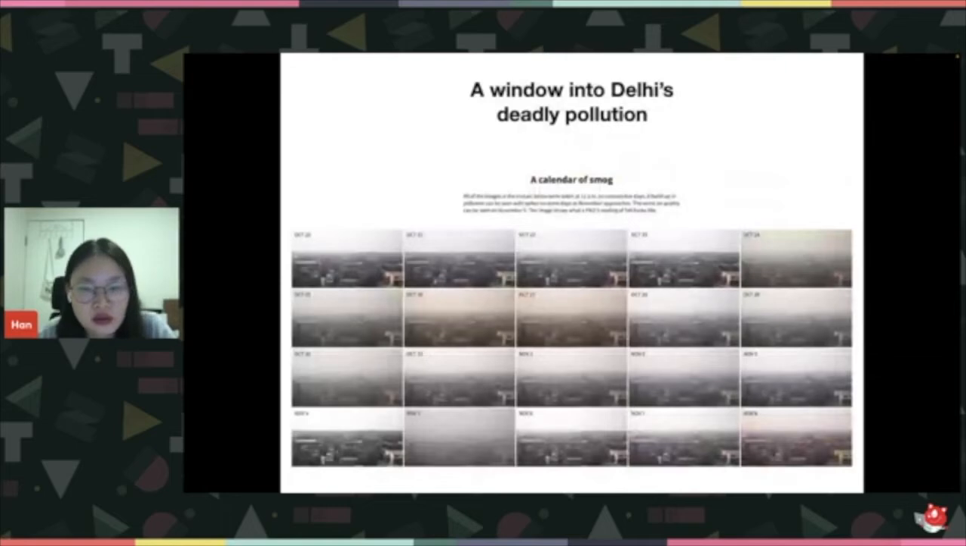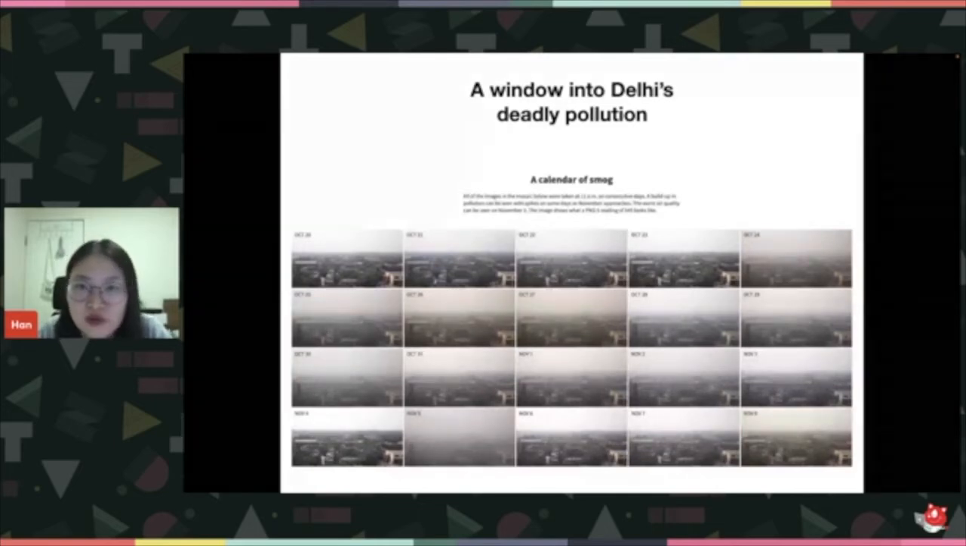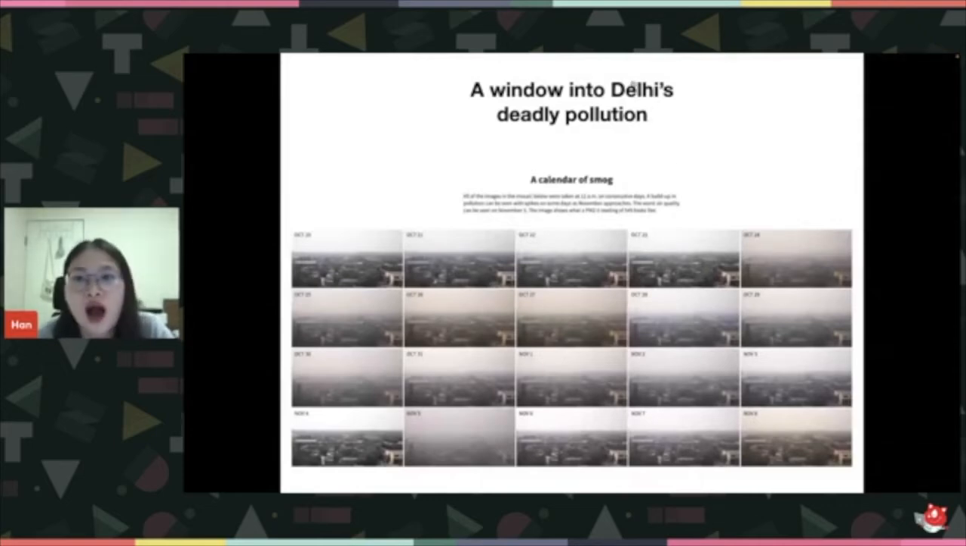I think the cases I mentioned before are mainly about visualizing data that are numbers and text. But sometimes data isn't just about numbers. It can be images, videos, and all different types of formats. So this is an example. I'm going to show you how we do data viz through images.